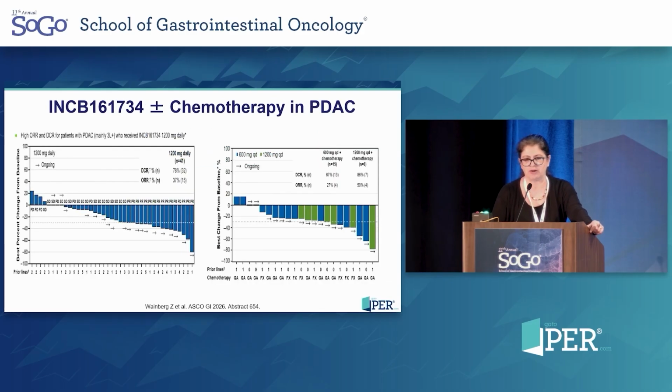Again, response rates of about 37% to the left as monotherapy. And to the right, we have the combinations with gemabraxane GA or FOLFIRINOX FX. And you can tell based on the prior lines of therapies, if it says 0, that means these are frontline metastatic disease patients. And if it's 1, that means it's a second-line patient. So again, few patients, few numbers, response rates in the order of 50% at the dose of 1,200 and about 30%, but there are only four subjects at the 600 milligram dose. So again, a phase 3 study is ongoing.